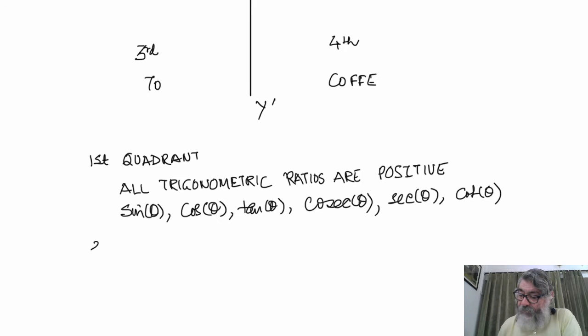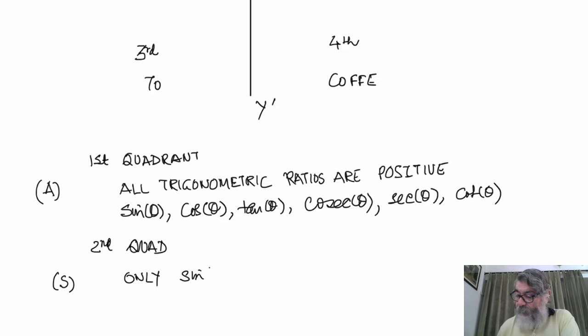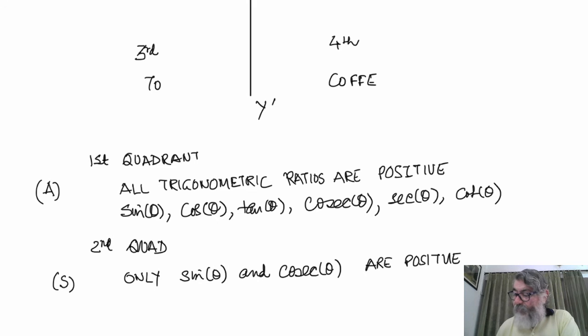In the second quadrant, we said what? Sugar. Here A was the word in the first quadrant. Here it is sugar. From sugar only sine theta and cosec theta, cosec theta being the reverse of sine theta, are positive.